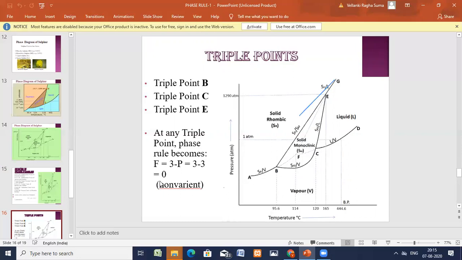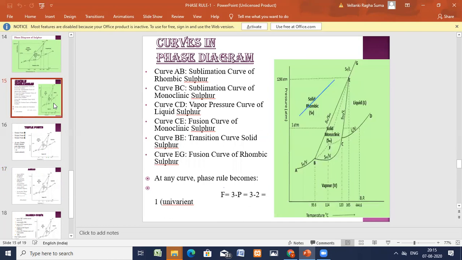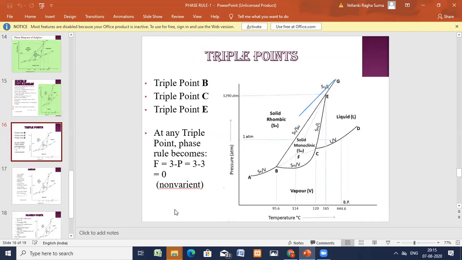There is only one triple point in water. Here you are having 3 triple points: B, C, E. At a triple point, applying the phase rule, you are getting non-variant. At the curves, on applying, you are getting monovariant. Now we'll go for the curves. First I have explained the curves: monovariant system in the curves, non-variant system in the triple points.